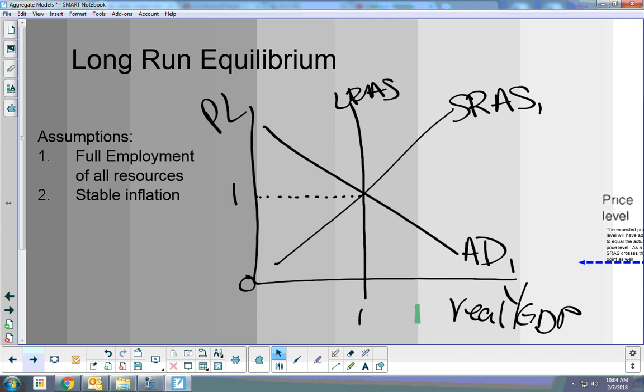Hey, Santiago. In the long run, aggregate supply does touch the equilibrium. It does. There's maybe one other line that does, and on Friday we learned a new graph that touches the equilibrium as well, but this one as well. Okay, so we assume a couple things when we're at this equilibrium point. We assume that we're fully employed and we have stable inflation.